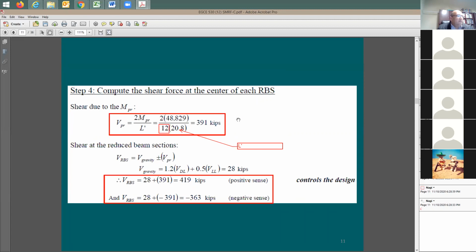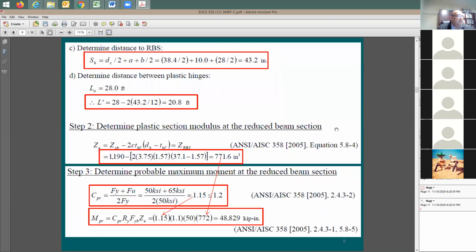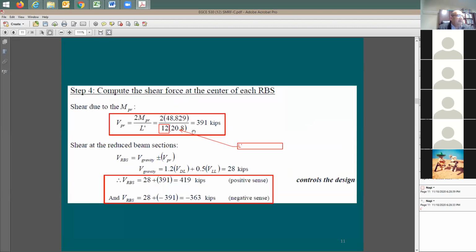Because this MPR, the 48,829, has units of kip-inch, and this length is in feet, so I need to convert it. So this also needs to be in feet. Now I have 391 kips. It's good. Now I know this value. I know the amount of shear developed if you push this moment frame.